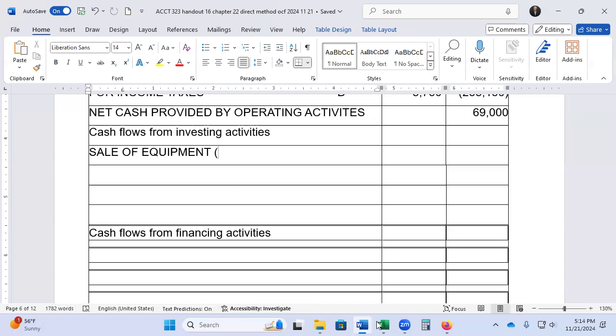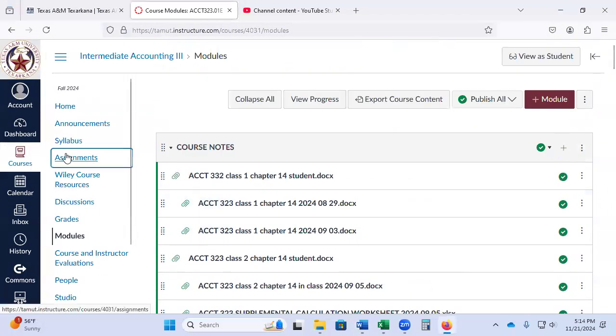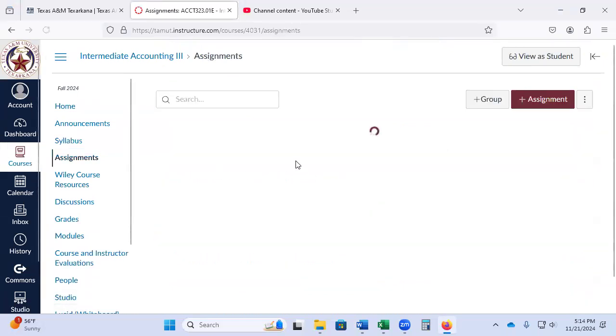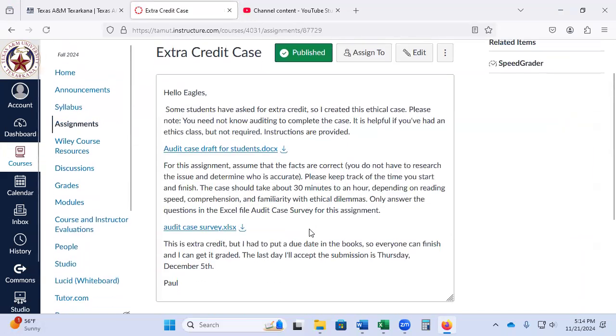Oh, by the way, some people asked for extra credit. And so if you go into your assignments, there's an extra credit case. This is my best guess that it'll take about 30 minutes to an hour, depending on whether or not you've had an ethics case before. And so I'll be honest with you, this is some of the research that I do, and I like to do ethics cases. And so by you guys doing it as extra credit, it will help me gather data and determine whether or not the case actually tests what it's supposed to test.